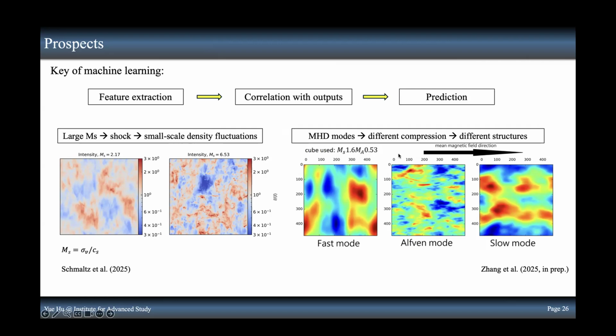And we can also predict the different fractions of MHD modes, like fast mode, Alfvén mode, and slow mode, because they have different properties. Like fast mode is perpendicular to the mean magnetic field, and Alfvén mode is parallel to the magnetic field. Therefore, different fractions of the different modes can also induce different features in the 2D observed images. And therefore, if we apply machine learning techniques, we can extract such differences and predict the fraction of MHD modes.